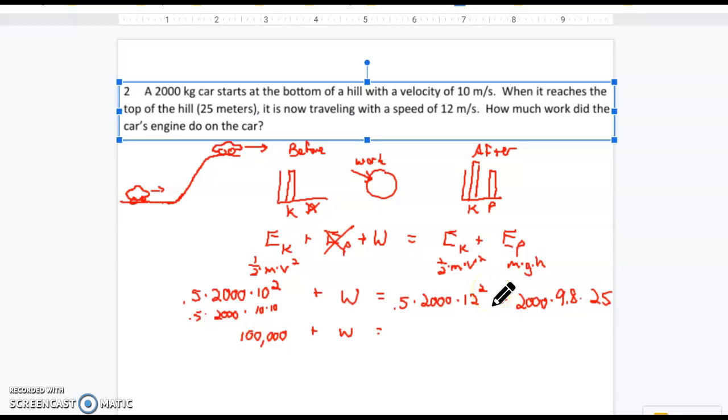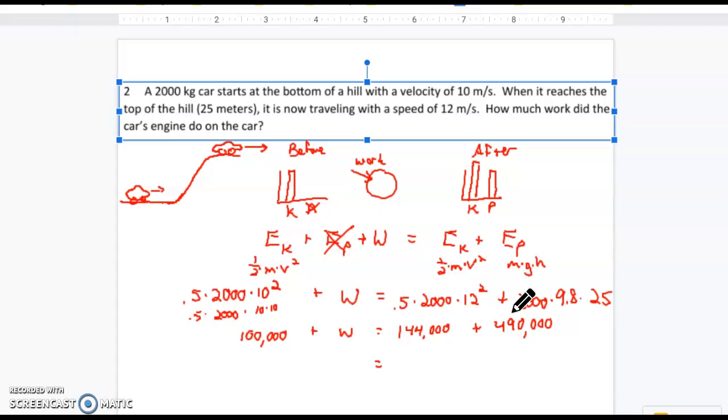now I have 12 times 12 times 2,000 times 1/2 or 0.5, and you get 144,000 joules. Plus, now I have to do this part, 2,000 times 9.8 times 25. I get 490,000 joules. So I keep whittling this down, and I can add these together now.